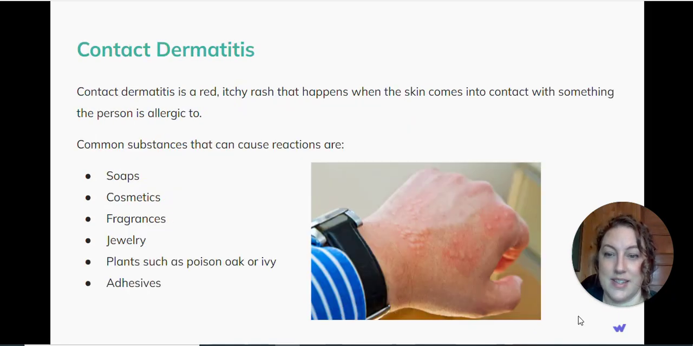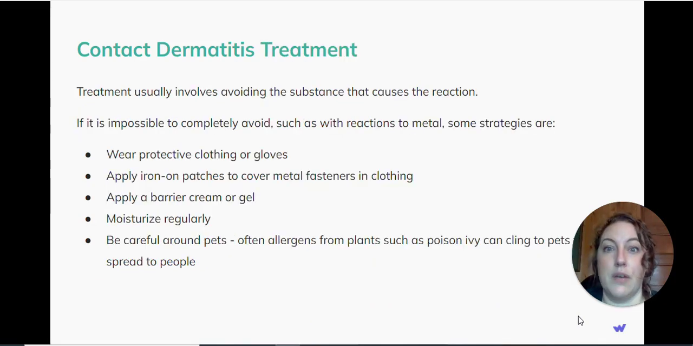Contact dermatitis is a red, itchy rash that happens when the skin comes into contact with something the person is allergic to. Common substances that can cause reactions are soaps, cosmetics, fragrances, jewelry, plants such as poison ivy or oak, and adhesives. Treatment usually involves avoiding the substance that causes the reaction.